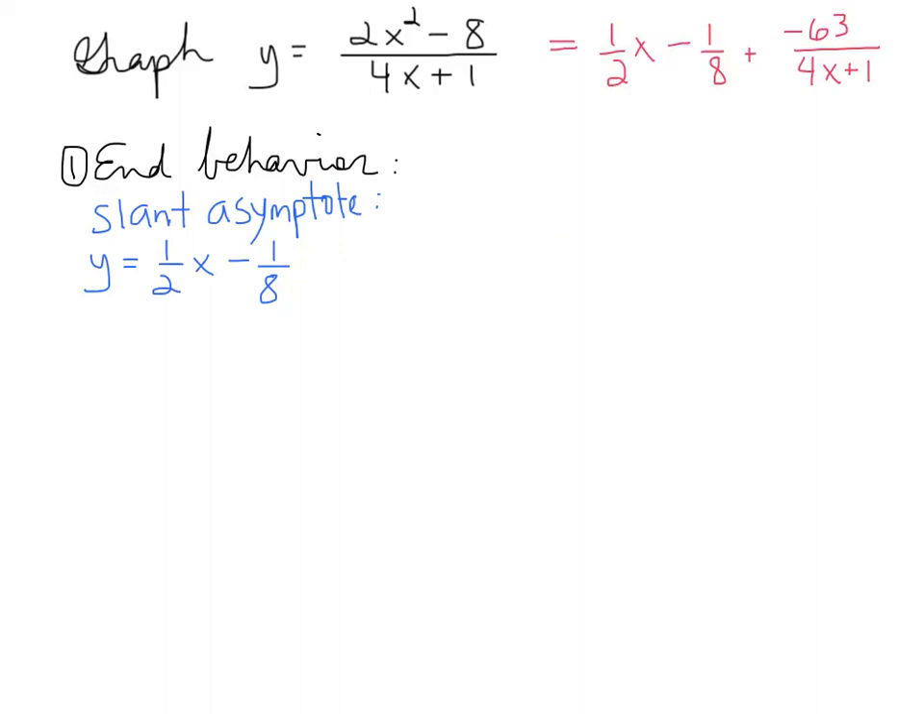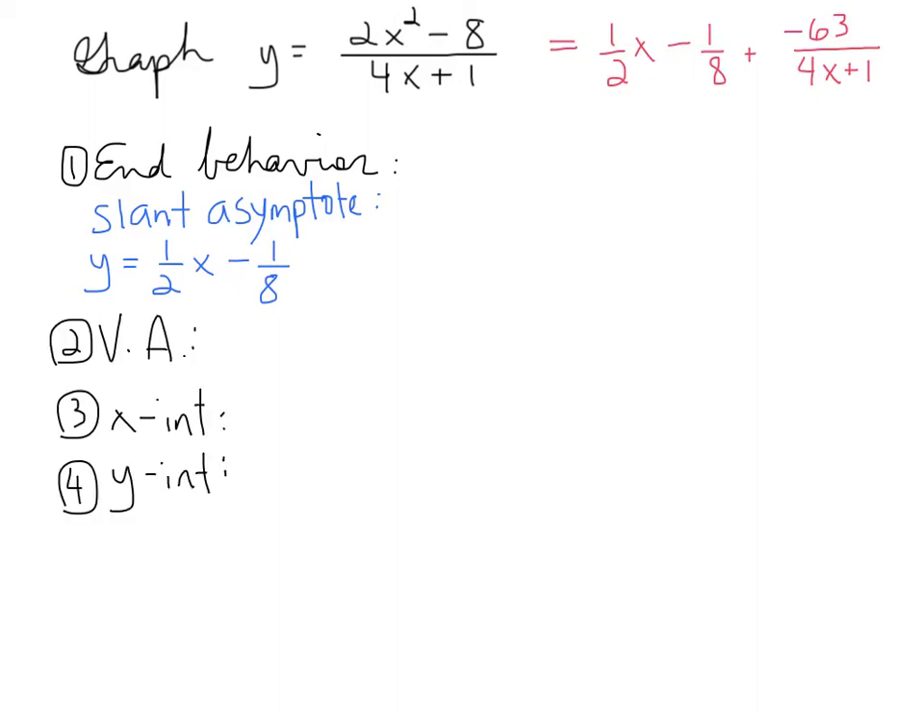Okay, so once again, this piece here is insignificant on the ends as x goes to infinity and negative infinity, and this piece is what is the guide for the graph of our function. So we have the slant asymptote is y equals 1/2 x minus 1/8. Okay, the next three pieces of information we need are vertical asymptotes and x and y-intercepts. To get the vertical asymptotes, we look to see where the denominator is 0. So we see that this is 0 and x is negative 1/4.